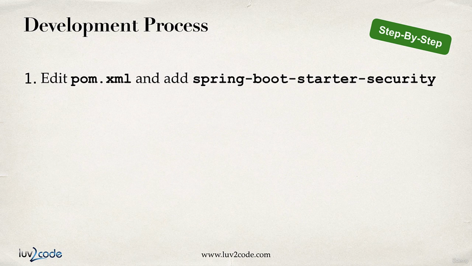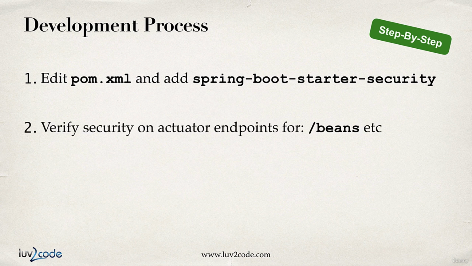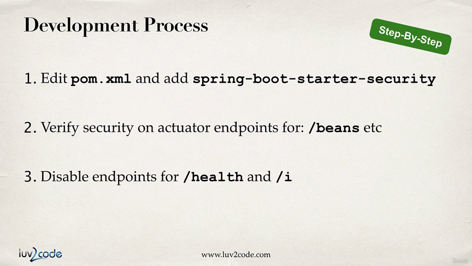The first thing we do is edit the pom.xml file, and we'll add Spring Boot Starter security to help us secure those endpoints. Then we'll verify security on those endpoints by going to /beans and so on. And then we'll also go through and disable endpoints for /health and /info. We'll cover those steps in the next section.